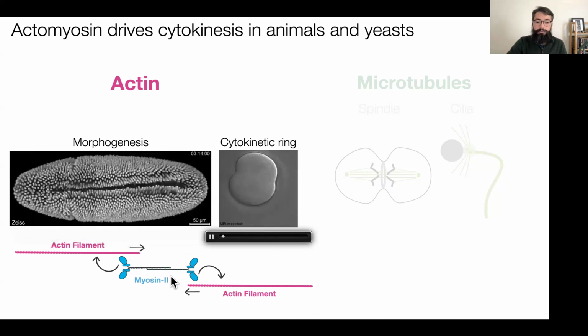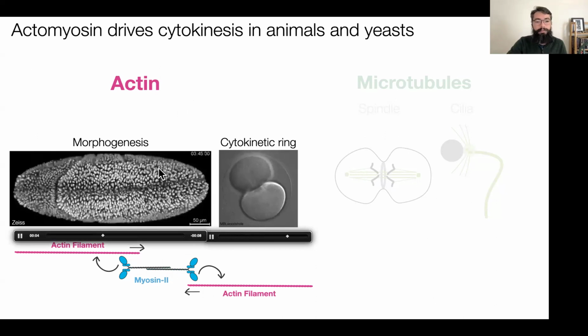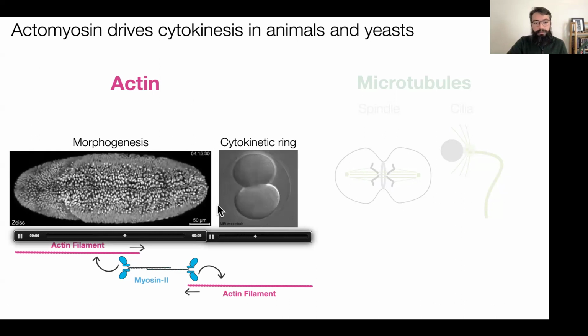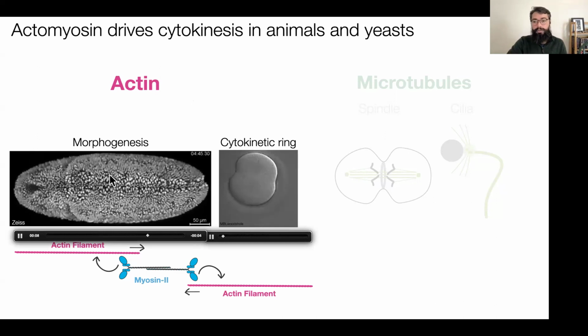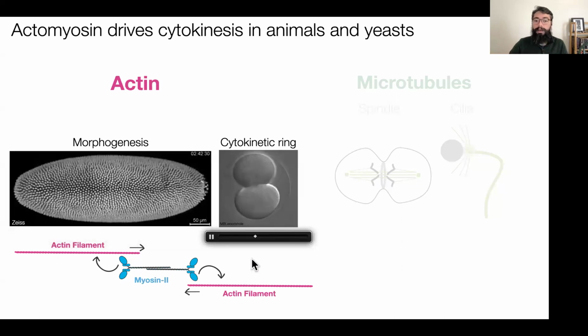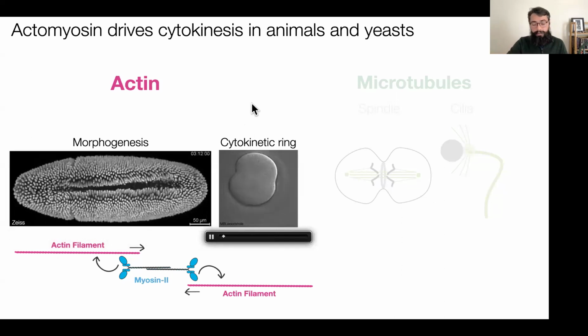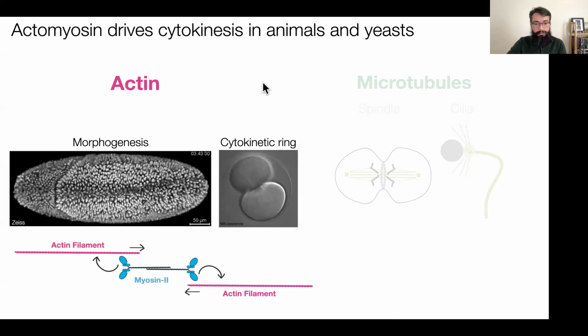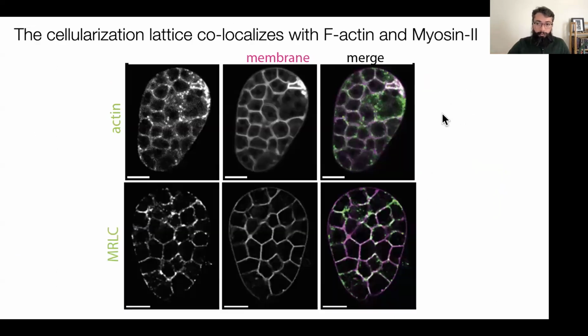These contractile structures are what allow in animals the bending and folding of the tissue that defines morphogenesis, and the contraction of the cytokinetic ring, which allows cytokinesis in the way that we know in opisthokonts. So we wonder, is actin and myosin present in the cellularization lattice?